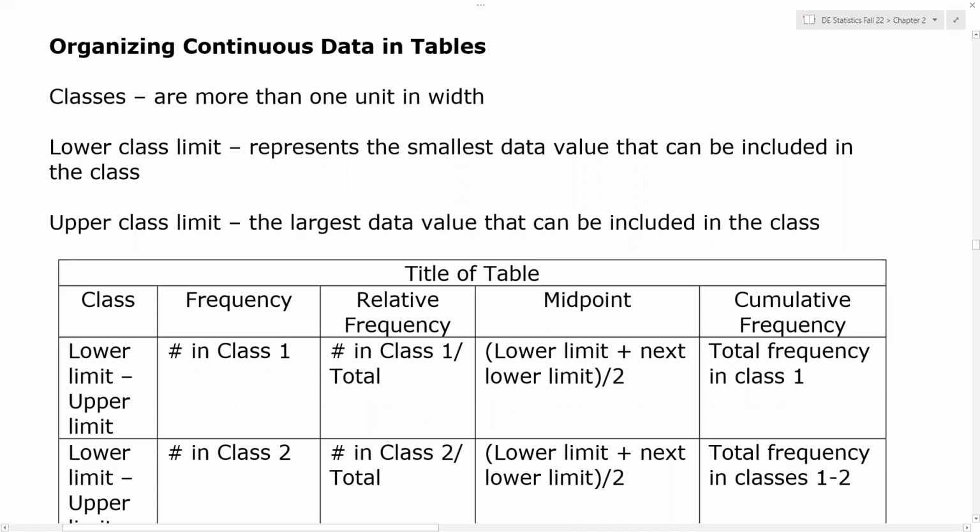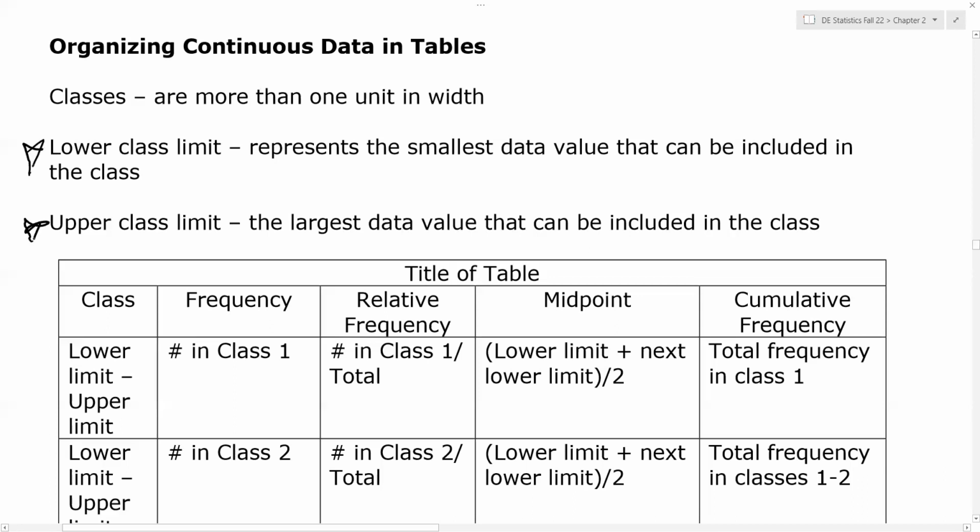So I say anything that is a housing price between $50,000 and $74,999, I'm going to put all of those into one bucket or one bin. And then I'm going to go from $75,000 to $99,999. I'm going to put all of those into a different bucket. And each of those ranges would be considered a class when we're dealing with continuous data or data that has a large range. And again, that's the lower and the upper class limit.